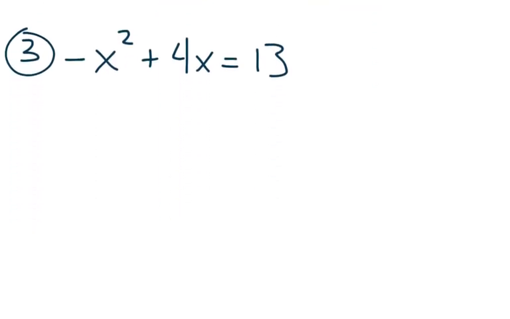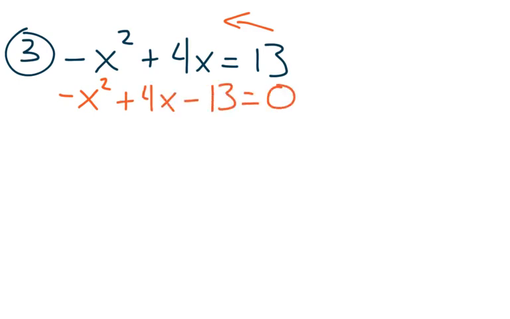Number 3, negative x squared plus 4x equals 13. Again, we got to move the 13 over, so we have negative x squared plus 4x minus 13 equals 0. Do you have to move everything to the left every time? No, I just get in the habit of doing that. If you want to move the x squared over to the other side to make it positive, you can certainly do that. Okay, so let's fill in our quadratic formula.